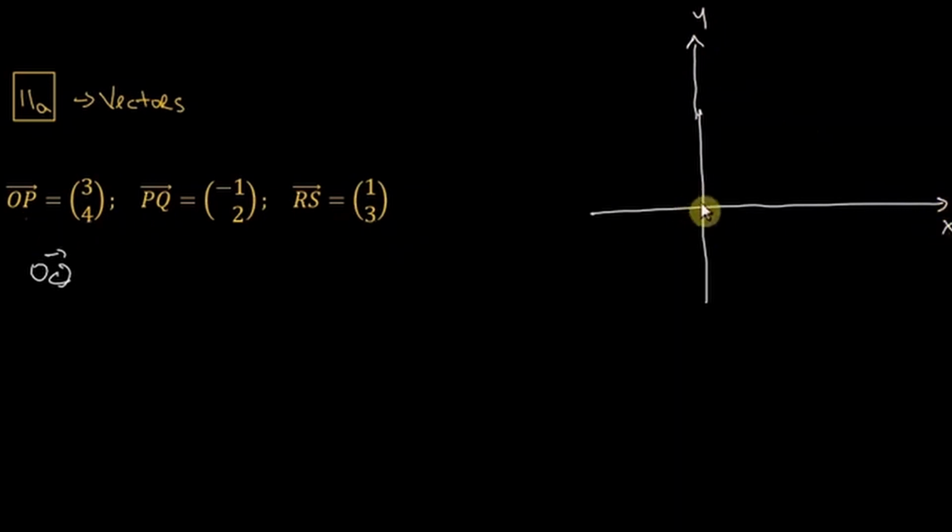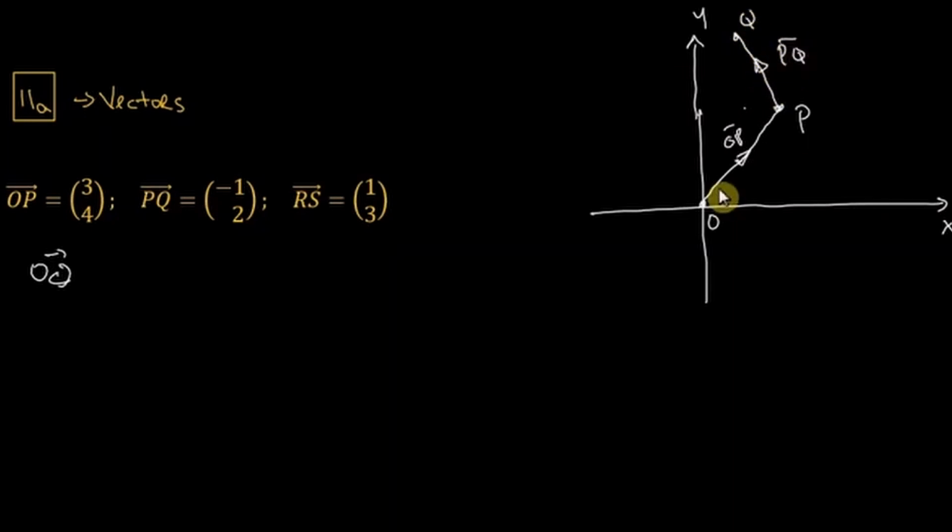So OP is (3, 4). So I'm going to go out by 3 and up by 4. So P is somewhere here. Let's draw the vector. P is the vector OP. And then PQ is (-1, 2). So I'm going to step back by 1 and go up by 2. So Q is somewhere here, and the vector PQ would look like that.